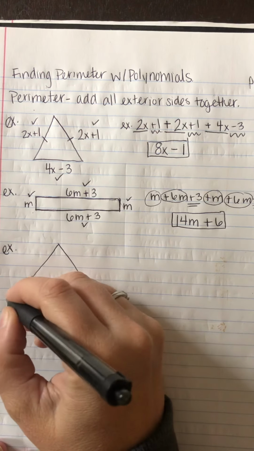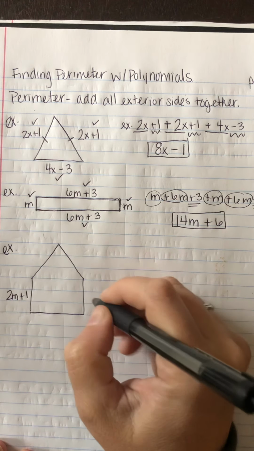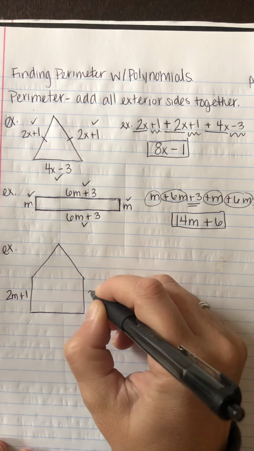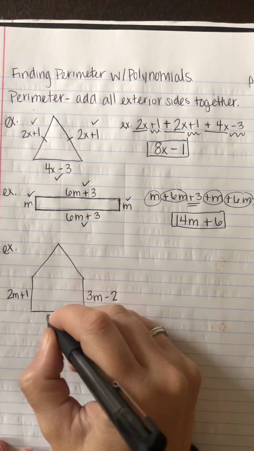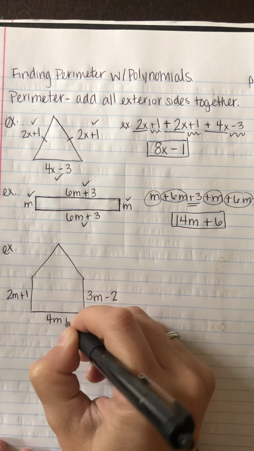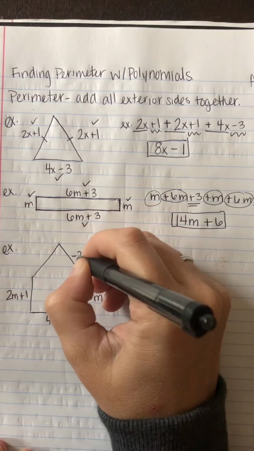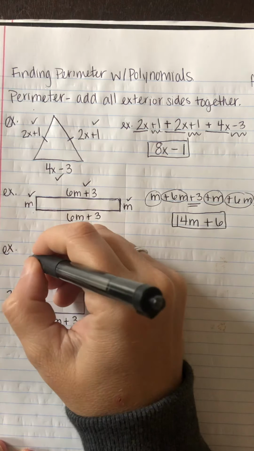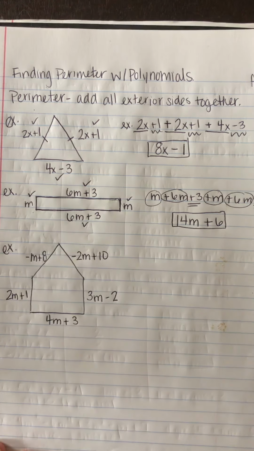So we're going to go ahead and label these. I'm going to say this one is 2m plus 1 over here. We'll go ahead and call this 3m minus 2. This will be 4m plus 3. And we'll do negative 2m plus 10 and negative m plus 8.